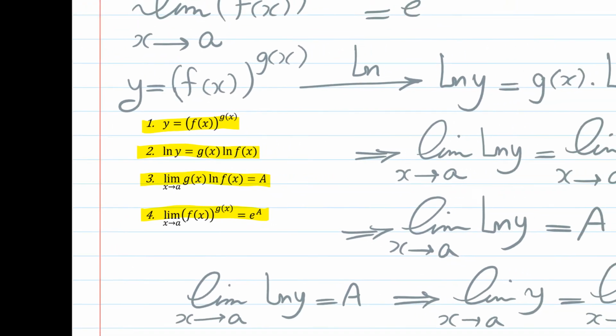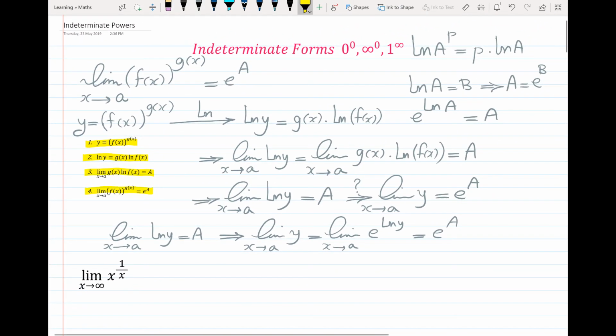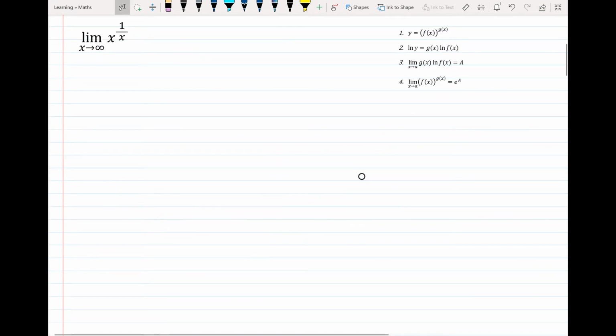Now let me show you some examples to get more familiar with these 4 steps. The first example is limit of x to the power of 1 over x as x approaches infinity. If we plug in infinity for x, we have infinity to the power of 1 over infinity. We know that any number over infinity approaches 0. So we have indeterminate form infinity to the power of 0.